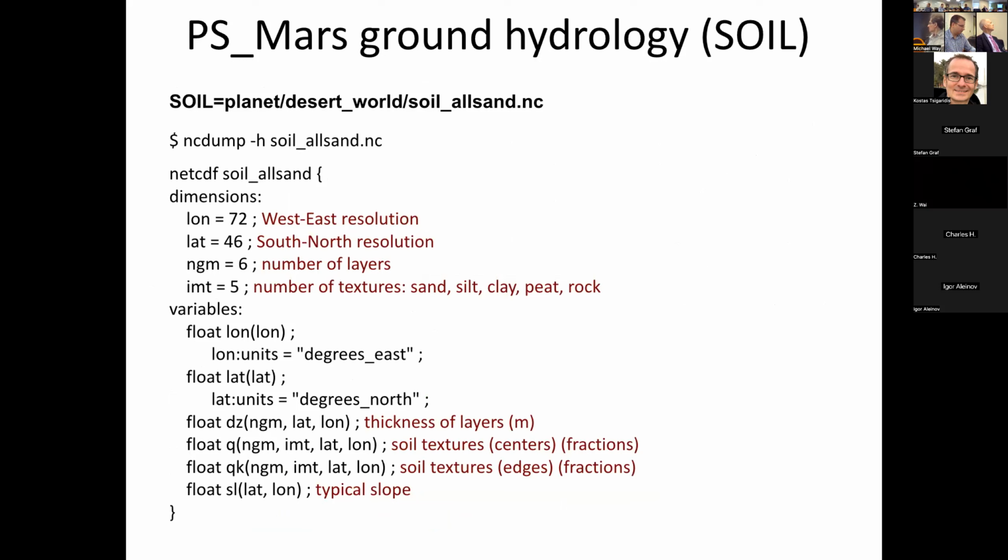Yeah, so okay, this is just the contents of the soil file. Basically just the ncdump for you, if you type ncdump on the soil file. So now I'm talking, as an example, about the files which we use in the Mars rundeck. Soil all sand means that all textures were set to sand. So that's what you see inside this file. So lat and lon are the resolutions of the model. NGM 6 is the number of soil layers, and I said there are 6, and 5 is IMT. Those are the textures of the soil. You specify those in terms of fractions, so they have to add up to 1.